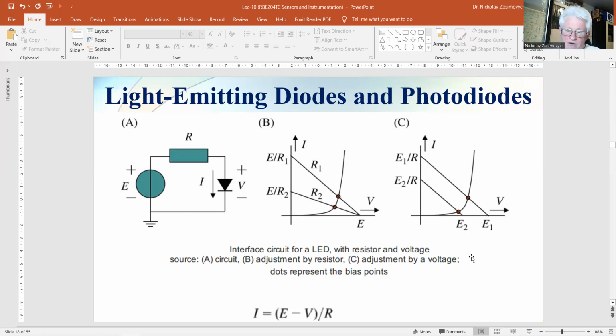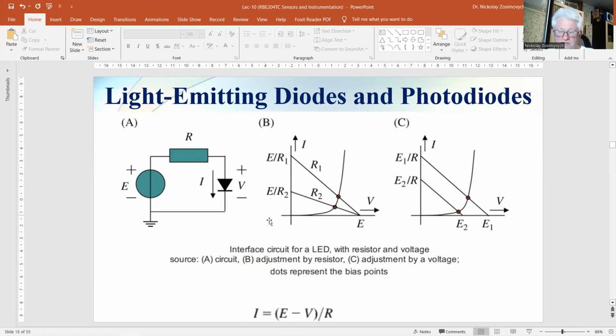And figure A, on the left part of the slide, represents an interface circuit for controlling an LED. With either E or R, the current through the LED, and hence the output power, can be adjusted to a proper value. The exact value follows from the voltage to current characteristics of the device and the load line. Let's see this equation at the bottom.